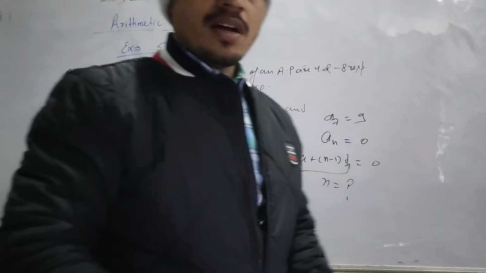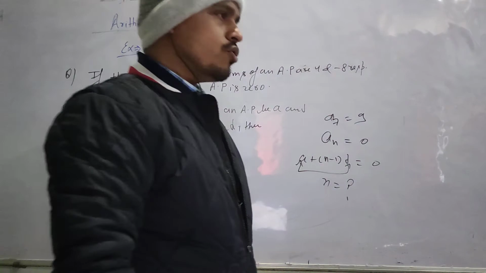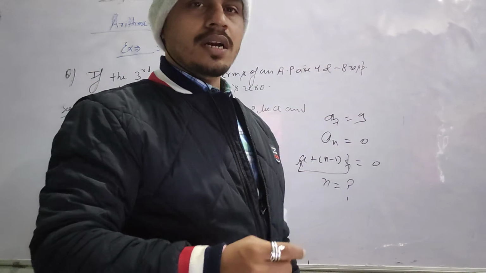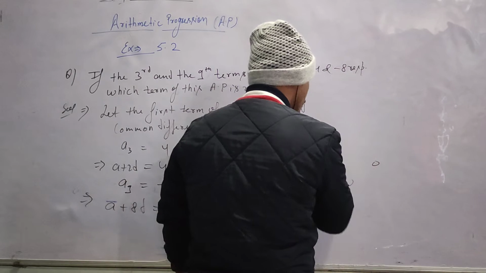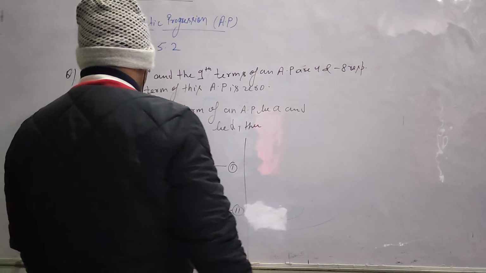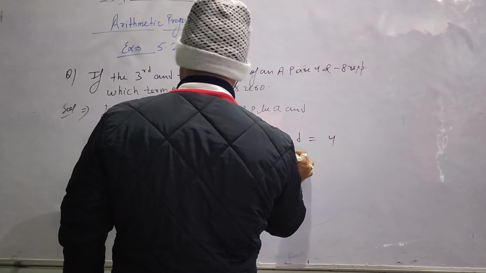In linear equations in two variables you have studied 3 methods, mostly in term 1. Two methods come; the cross multiplication method is deleted from your syllabus. You have to use either the substitution or the elimination method, whatever you want. Here I need to find A and D. How to find A and D? I am going to use the elimination method.